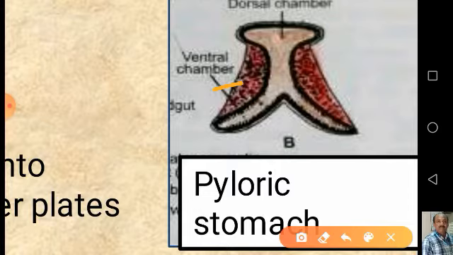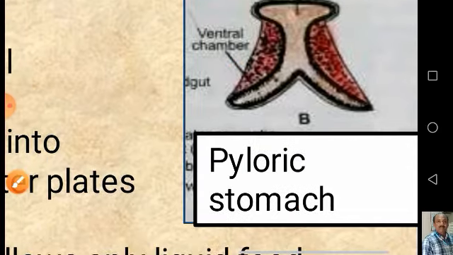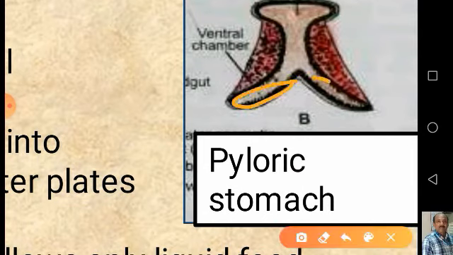The floor of the ventral chamber is covered by a filter plate, each side of which is rectangular in outline, and it bears a series of alternating ridges and grooves. The ridges bear bristles also. We can't see this in the figure, but the ridges are present in these walls. Ridges and grooves are present, and these ridges bear many rows of bristles which form the sieve plate-like structure which filters the food material.